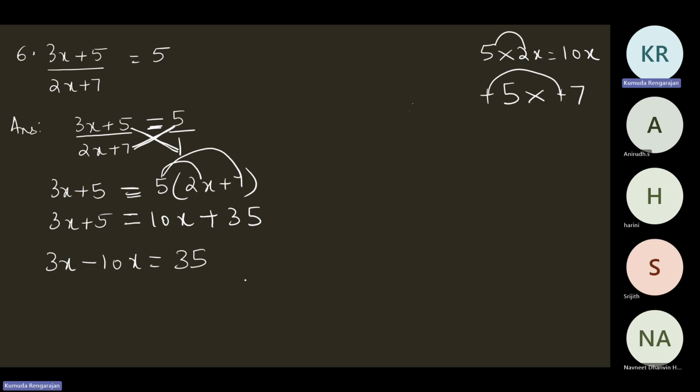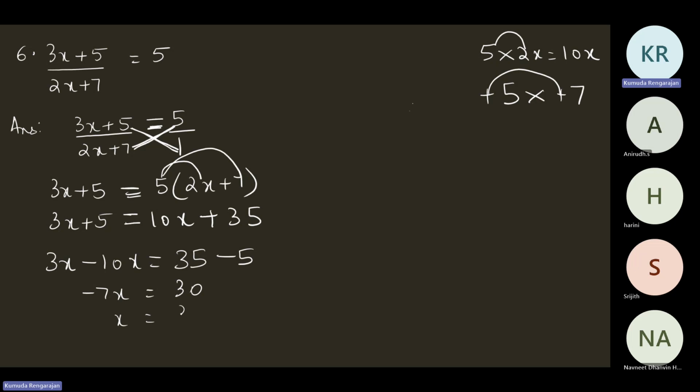So 35 is 35. Now who has to travel? Plus 5 from the left hand side has to come to the right hand side. Plus 5 is before the equal to sign. It should come after the equal to sign. So it will become minus 5. Now 3x minus 10x is minus 7x is equal to 30.